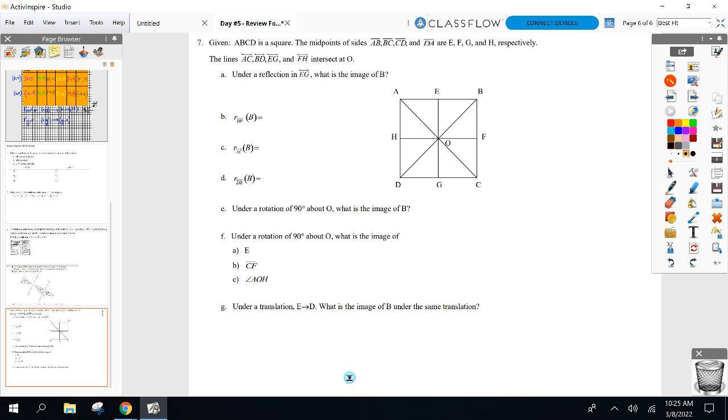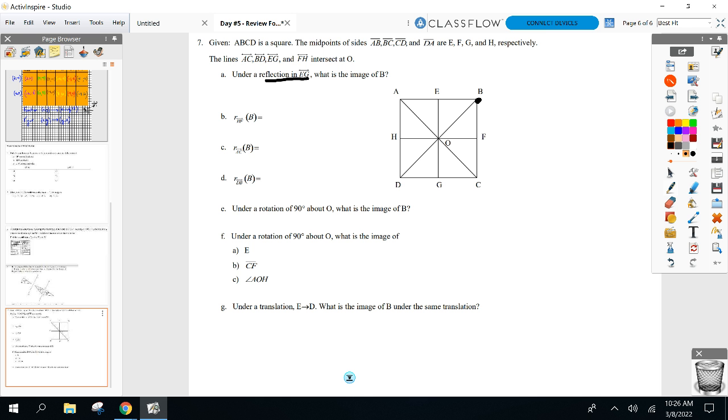All right, let's see if we can do this. This might be a little tough. All right, but complete faith in everybody. Part A, a reflection in EG. Everyone locate where EG is because we're about to flip over it. Everyone see where EG is? What is the image of point B? So I take point B, reflect it over, flip it over EG. What point will it line up with?